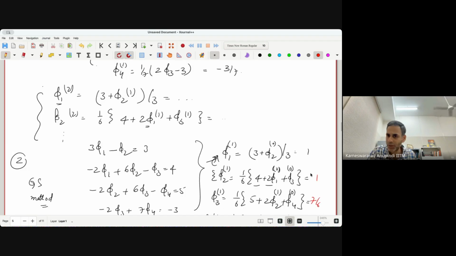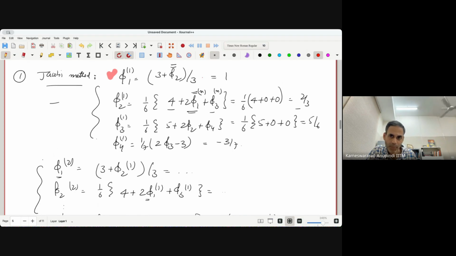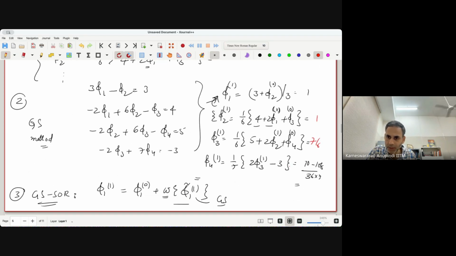But you see that the solution is already different. We got 1, 1, 7 by 6, but here it came out to be 1, 2 by 3, 5 by 6 something. Then this will also change, because we're going to use 2 times Phi3 at 1, this will be 7 by 6 minus 3. It will be some minus value. Oh, no, not minus. It will still be 14 by minus 18, minus 4 by 7 or something you will get. Fine, this is correct. Thank you for correcting.